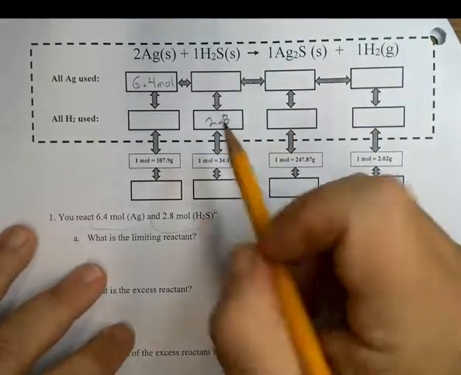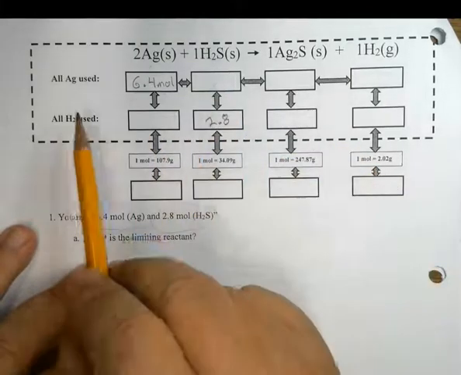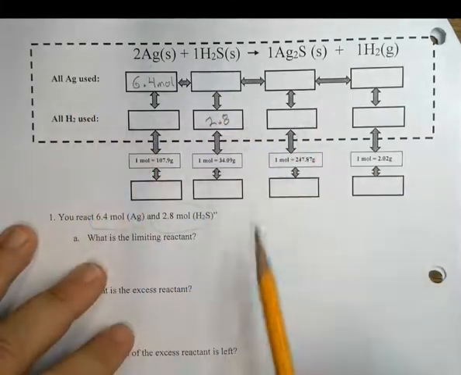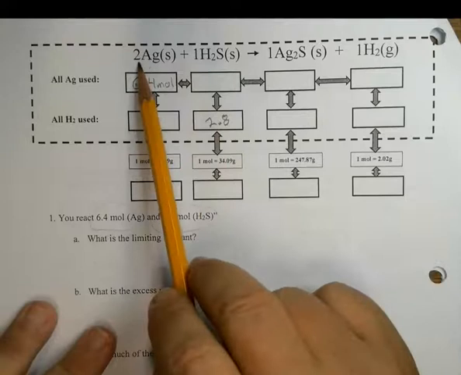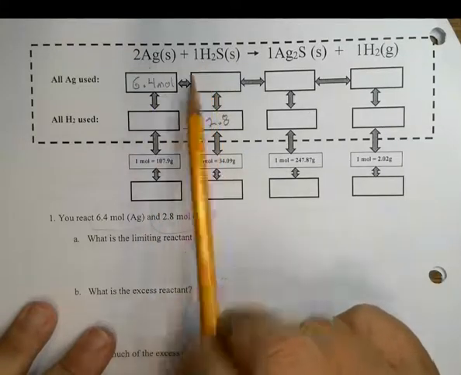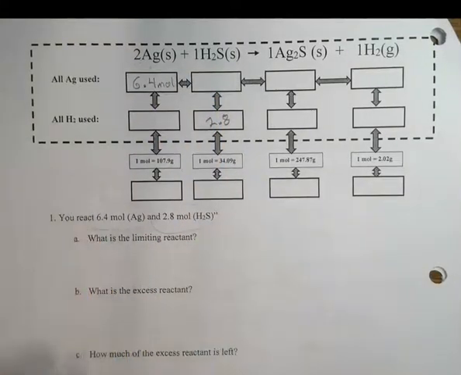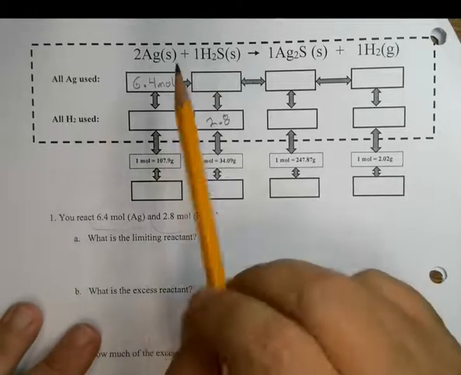All right, and now what I want to do is fill in these two boxes. What I'm going to do is see which of these reactions can work and which one can't work, because one of them is going to run out first. One of these two, unless it's a perfect 2-to-1 relationship between these two, one of them is going to run out first. Okay, so what do we need to put here?